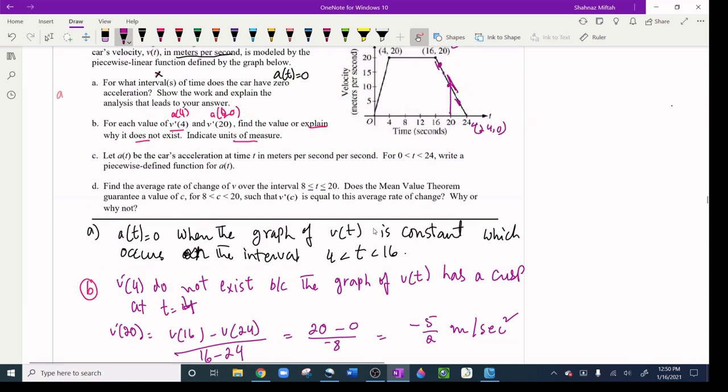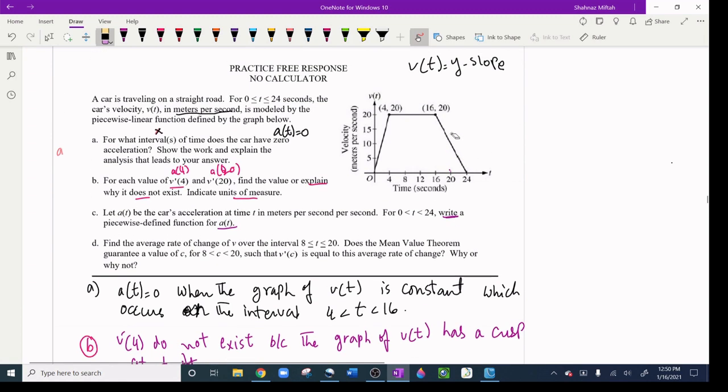Now, part C says let acceleration a of t be the car's acceleration at time t in meters per second squared for 0 to 24. Write a piecewise defined function for a of t. All I have to do is make a piecewise function: what is the acceleration at every piece? So I'm going to erase all of that again and we will see how it goes.